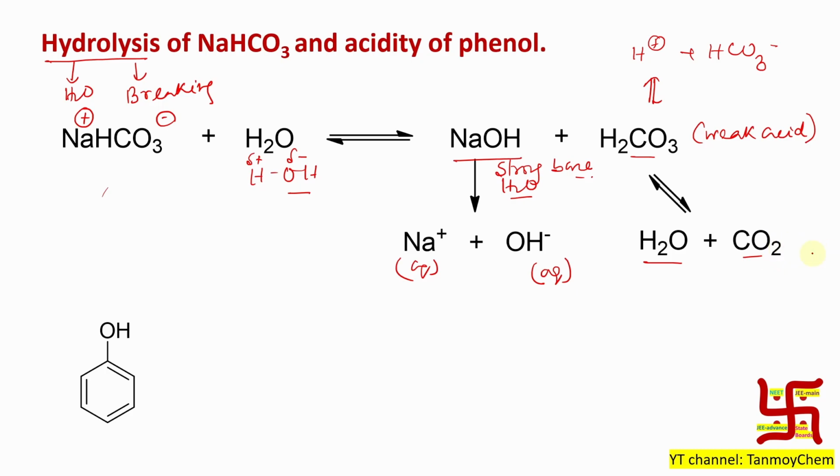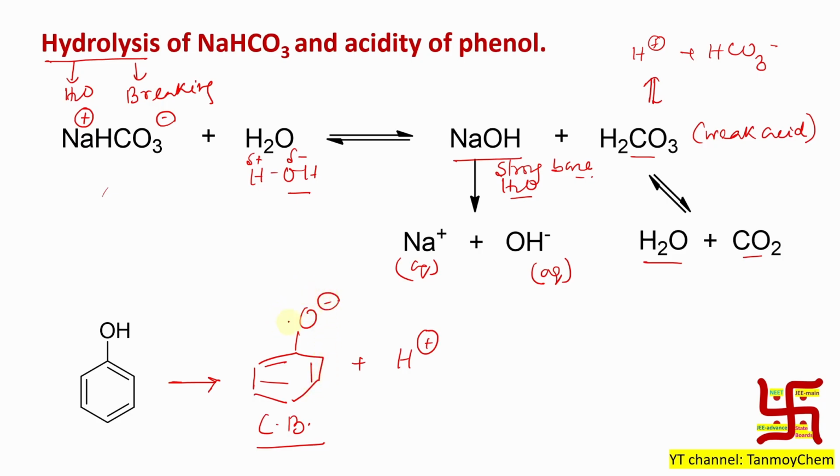So this much you understand, the medium is alkaline. And if you look at phenol, phenol is actually weakly acidic. Now the acidity of any compound is defined by the stability of its conjugate base. What is meant by conjugate base? If you remove the H plus, whatever anionic part remains is called the conjugate base, or CB. Now the higher the stability of the conjugate base, the higher the acidity.